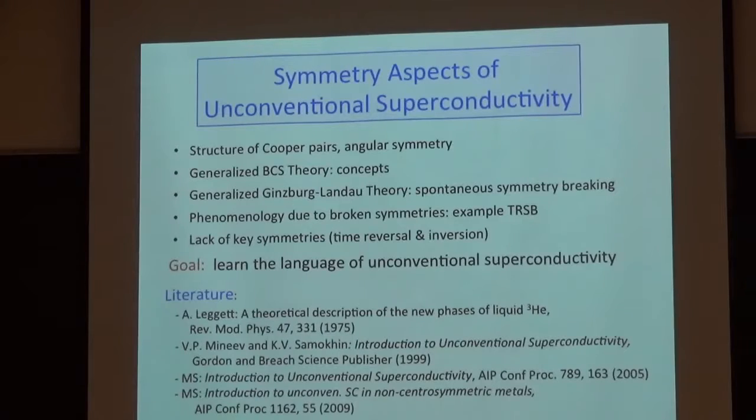And at the end, if time allows, I will look at key symmetries. Key symmetries are the symmetries which we need to make the standard type of Cooper pairs. This is time reversal and inversion symmetry, but there are systems where these symmetries are not available, and we will look at what implications this has on the pairing state.